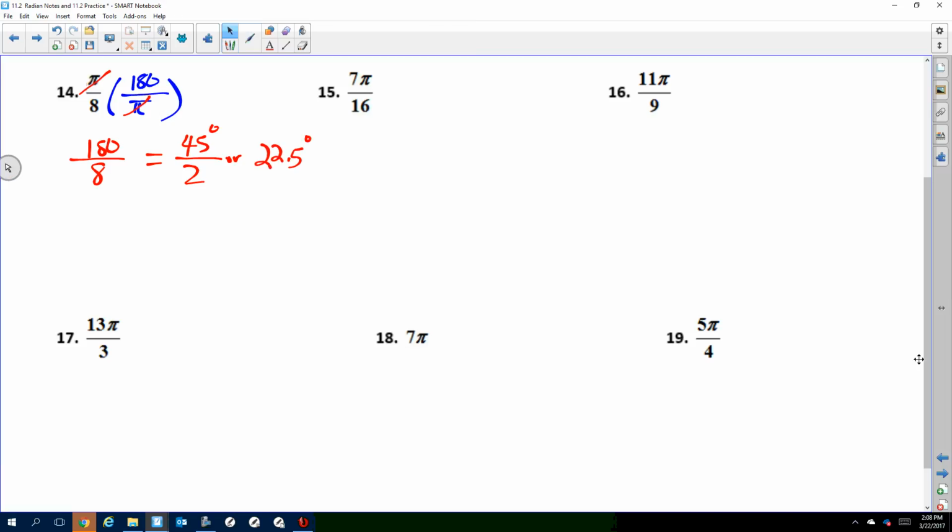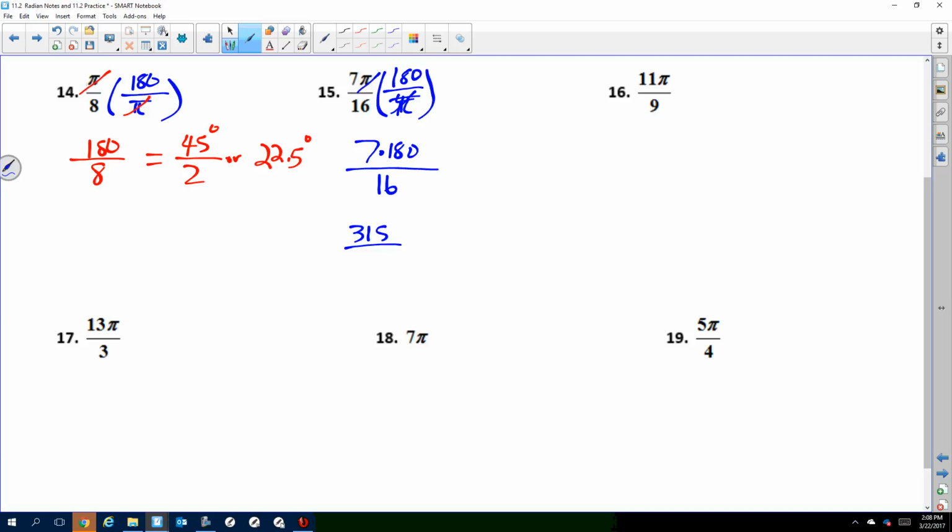So again, when you have the pi, you have the radians. To get rid of the radians, change it to degrees, multiply by 180 over pi. Your pi's cancel out. Really, what's going to be on top is 7 times 180 divided by the 16. This can reduce to 315 over 4, or 78.75 degrees. These are degrees.